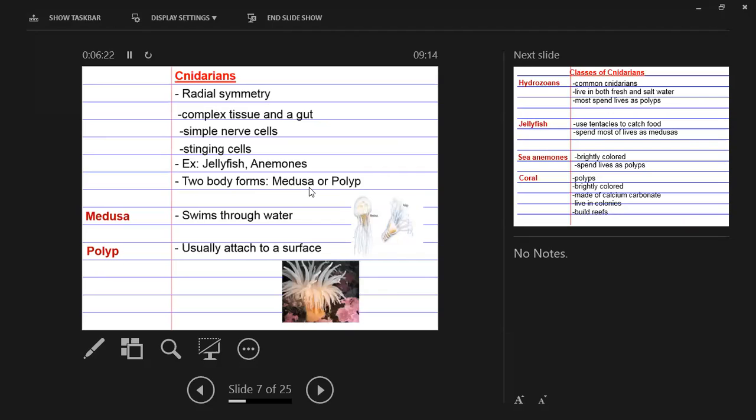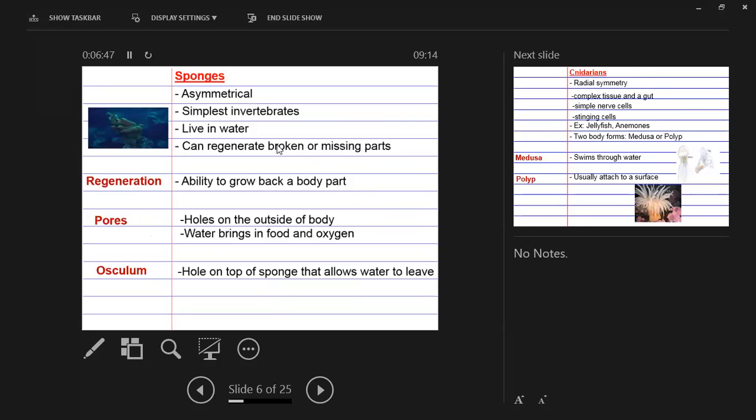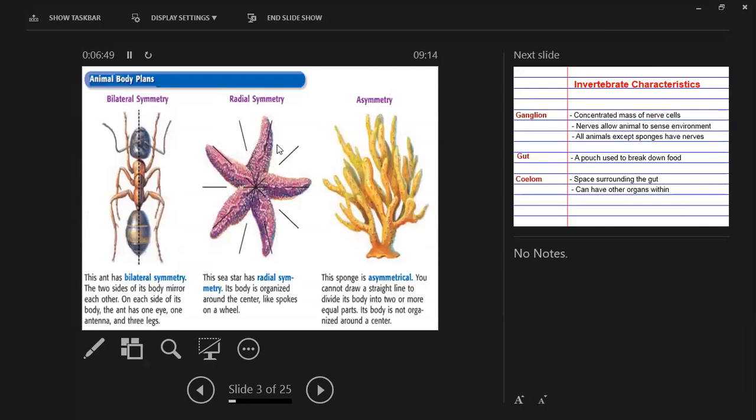Cnidarians, radial symmetry. We explained radial symmetry. Cnidarians have radial symmetry, complex tissue and a gut. They have two forms, medusa and polyp. Concentrate on this point. Radial symmetry, we will come back to it.